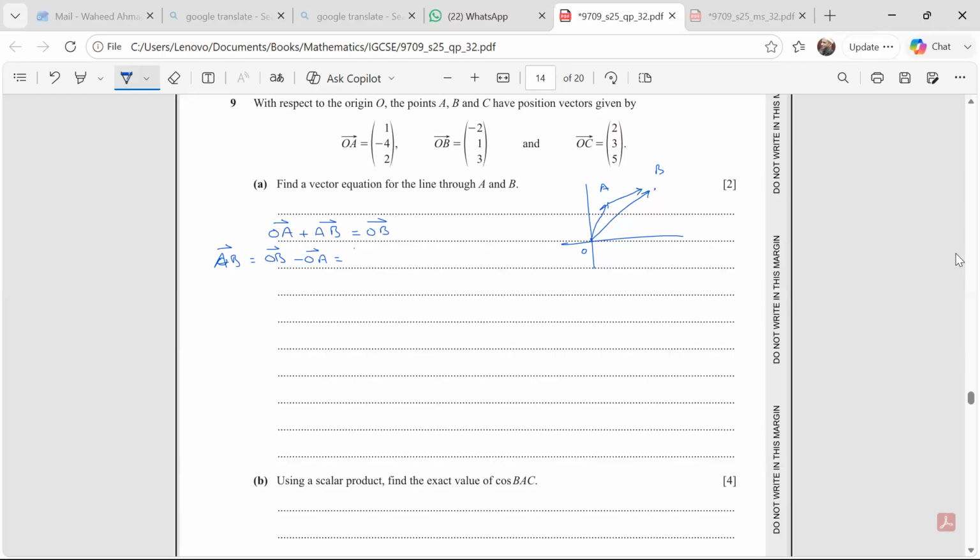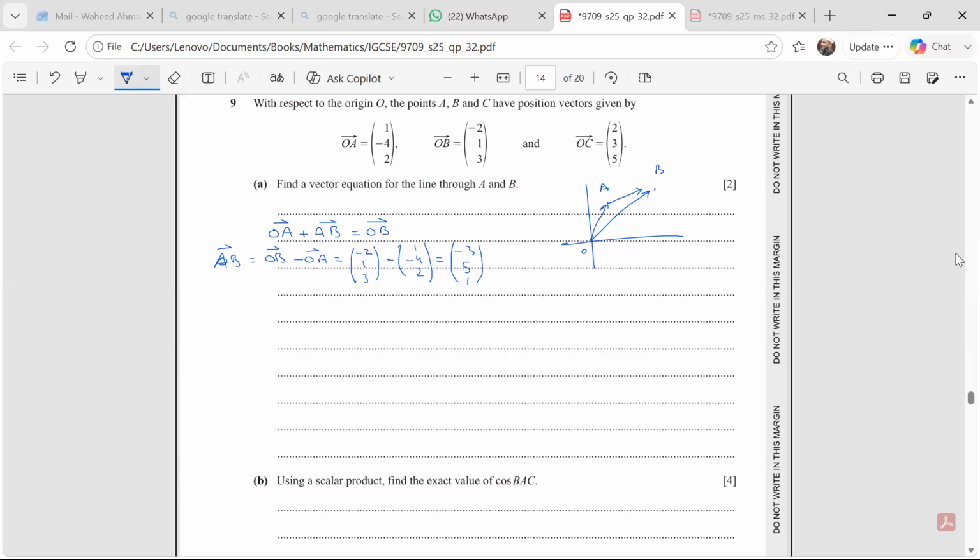Okay, what is OB? It is (-2, 1, 3). Minus OA, which is (1, -4, 2). So 2 minus 1 is -3, 1 plus 4 is 5, and 3 minus 2 is 1. So we get (-3, 5, 1).